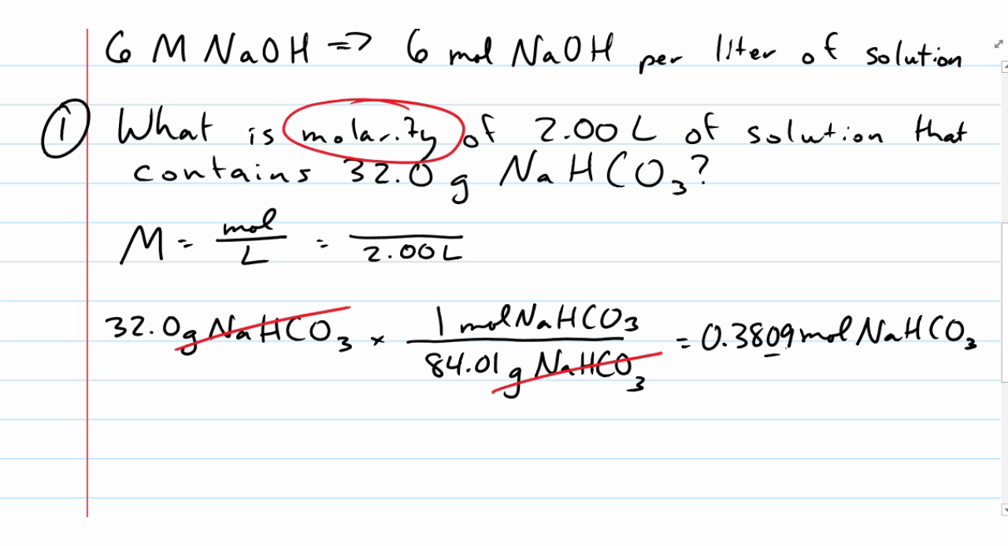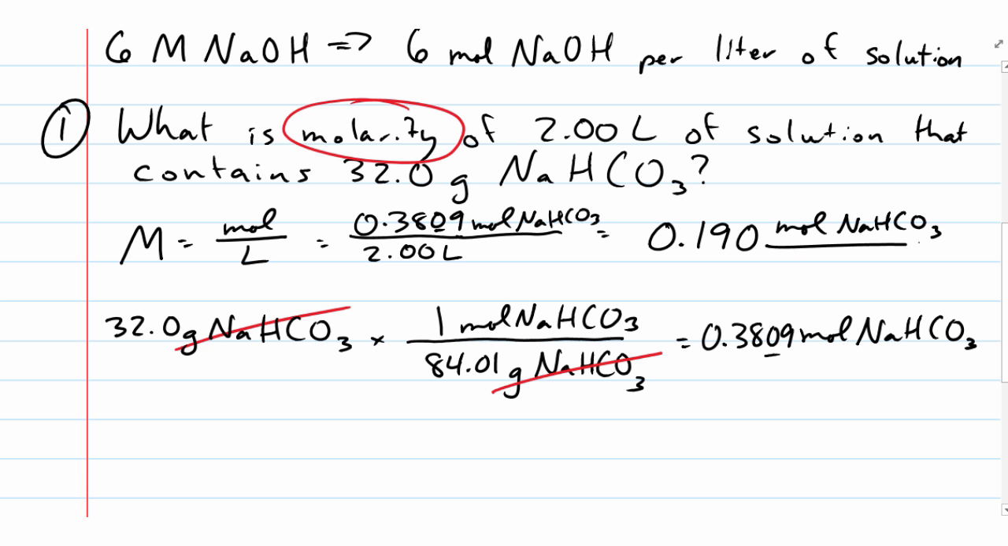It looks like we should really only need 3 significant figures. So we come back here at the 0.03809 moles of sodium bicarbonate. We divide that by 2. And once we divide our answer by 2, how many significant figures should be in the answer? 3. So we round this out to 0.190. And the label on this is moles of, it's not NaOH, it's NaHCO3, NaHCO3 per liter.